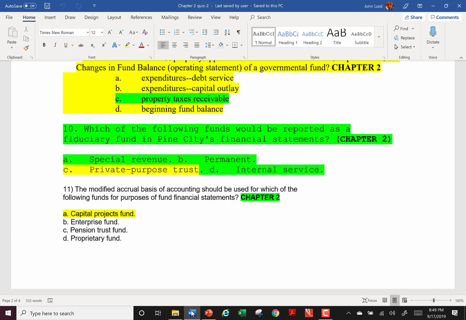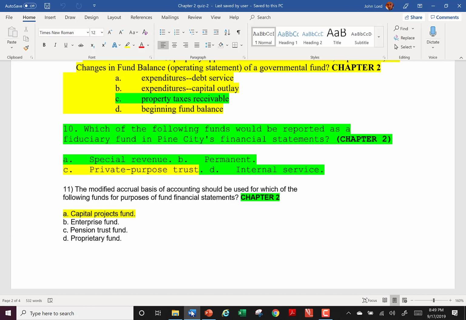Okay? All right, number 10. Which of the following funds would be reported as a fiduciary fund? On the financial statements, at the fund level, we have governmental funds, we have proprietary funds, we have fiduciary funds, don't we?